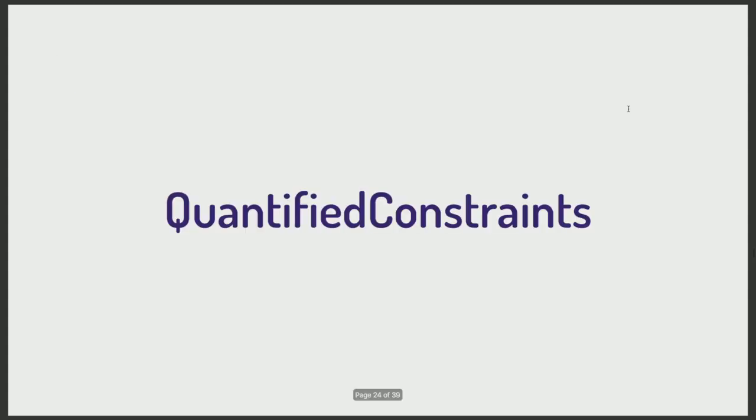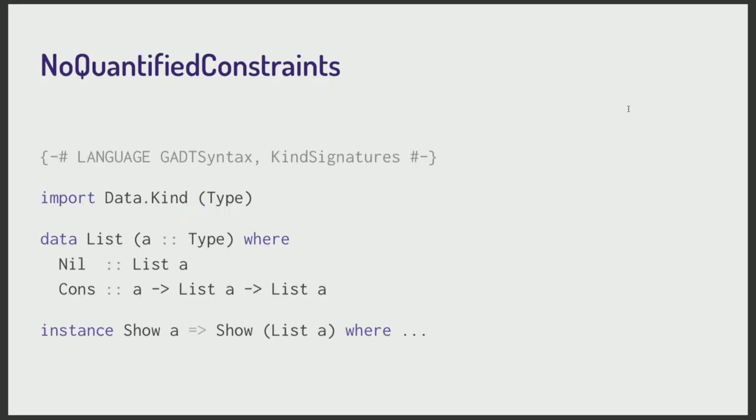NoStarIsType. Quantified constraints is a really cool one. This is a list written as a GADT, and we can write a Show instance for list if A is showable. The problem with lists is it has this really annoying constraint that everything has to be the same type. And I don't actually want that. I want to say I have a list of stuff that I can interact with in a particular way.